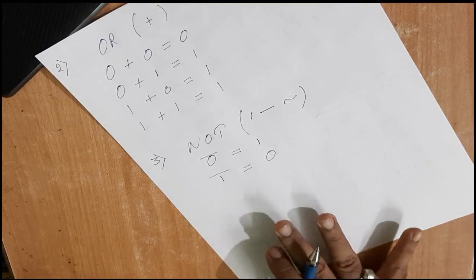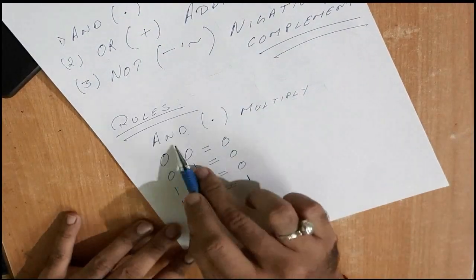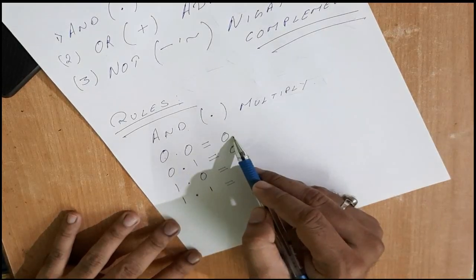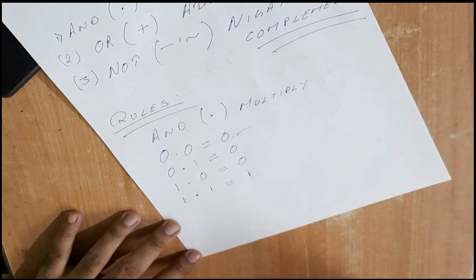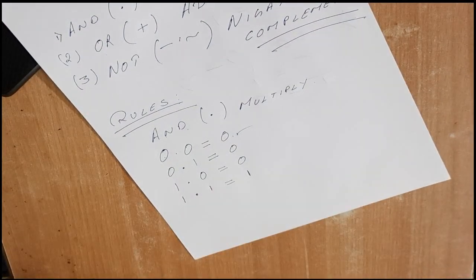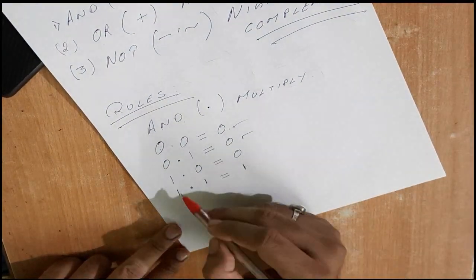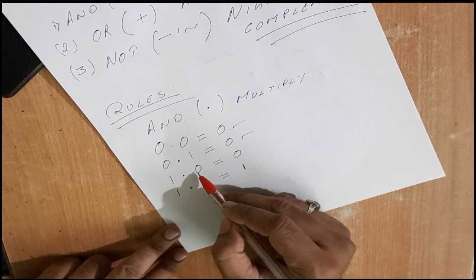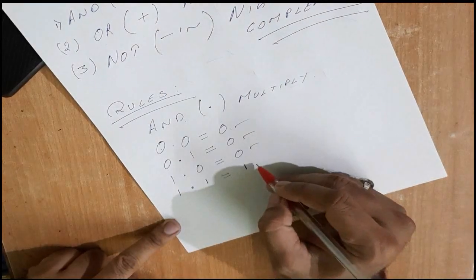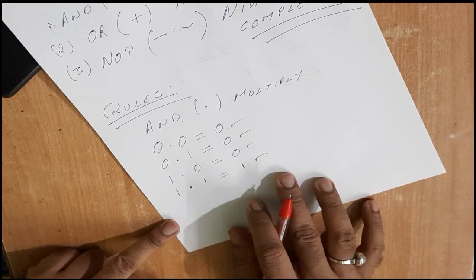Now let's understand it. The first one is the AND operator. So in the AND operator, if we multiply 0 into 0, the result will be 0. If we multiply 0 by 1, the result will be 0. Understood? Quite obvious. 1 multiplied by 0, the result will be 0. 1 multiplied by 1, the result will be 1. 1 into 1 is 1. Everybody understood this? This is very simple.